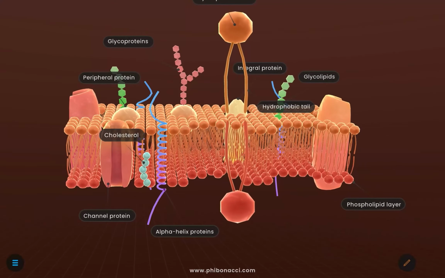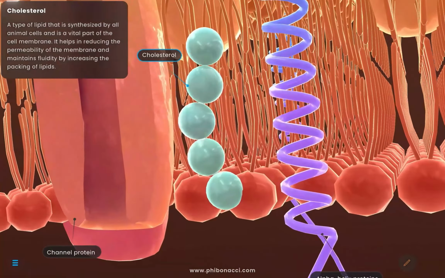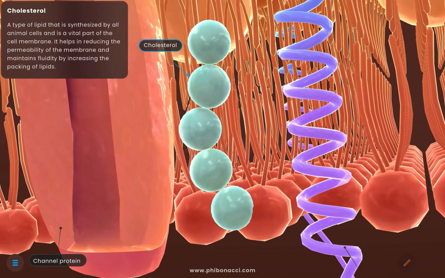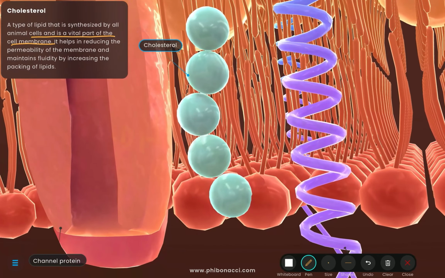Okay, now we are done with all the components except the last one, which is cholesterol. Now cholesterol, you might be thinking, what does cholesterol do in the cell membrane? How does it contribute? So cholesterol is a very vital part of the cell membrane.